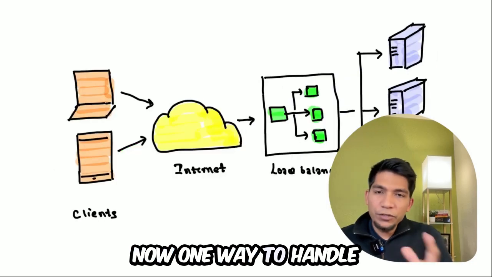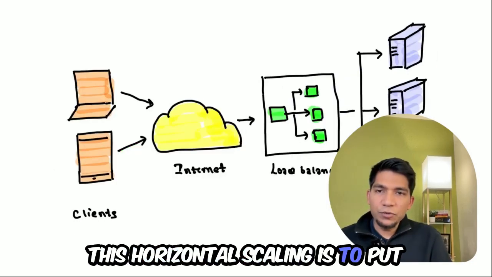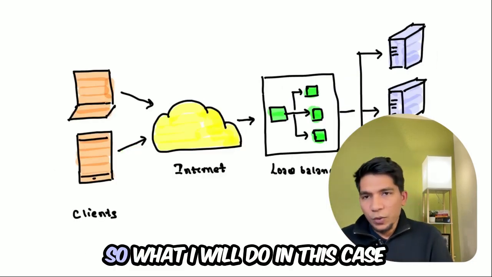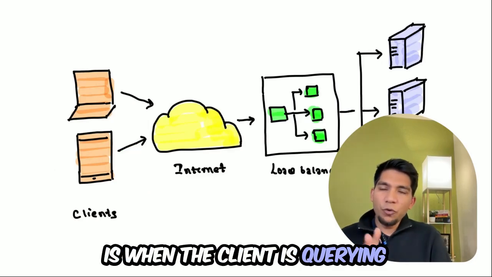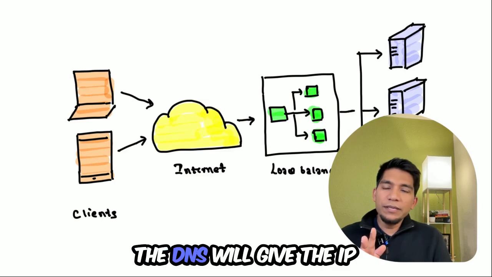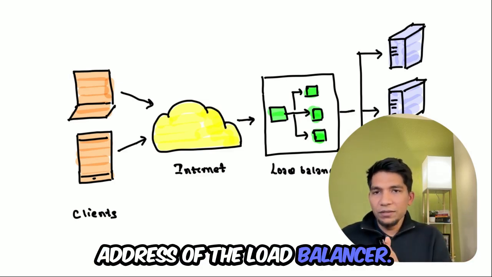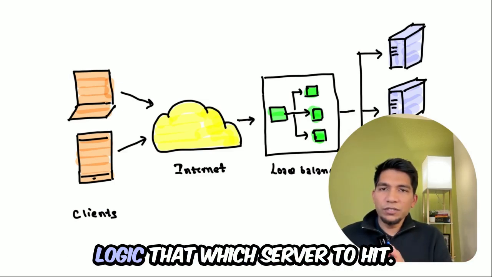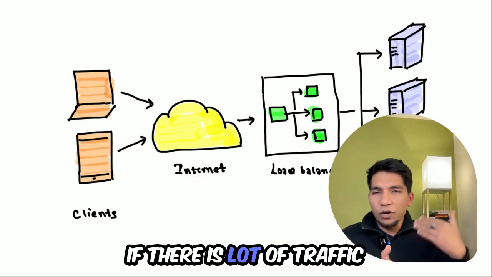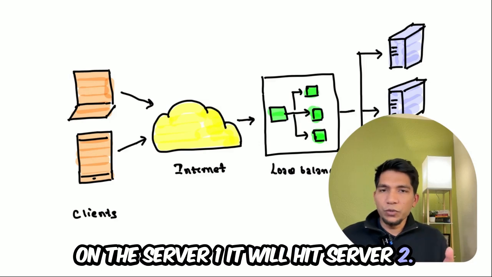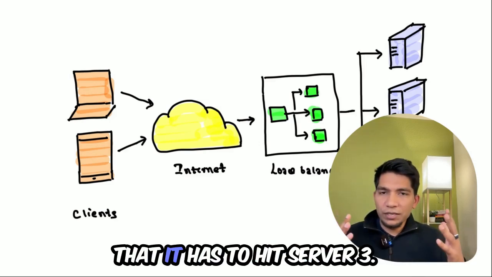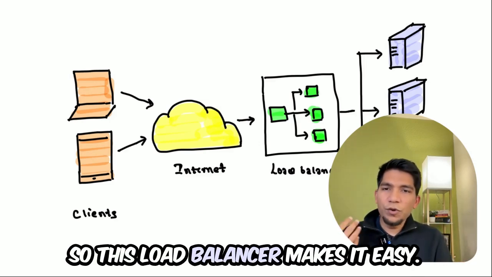Now, one way to handle this horizontal scaling is to put a load balancer in between. So what I'll do in this case is when the client is querying, the DNS will give the IP address of the load balancer, and now the load balancer has this logic of which server to hit. If there is a lot of traffic on server 1, it will hit server 2. If 2 servers are down, it knows that it has to hit server 3. So this load balancer makes it easy.